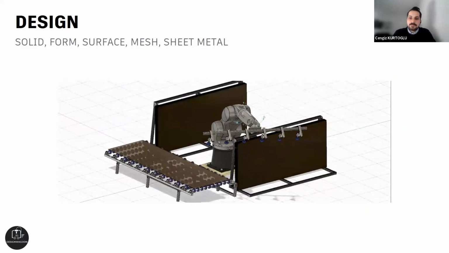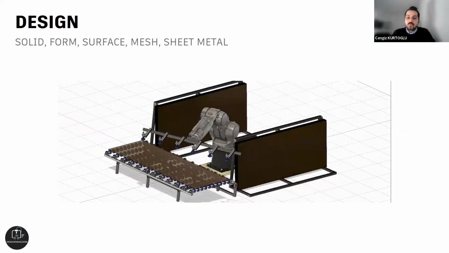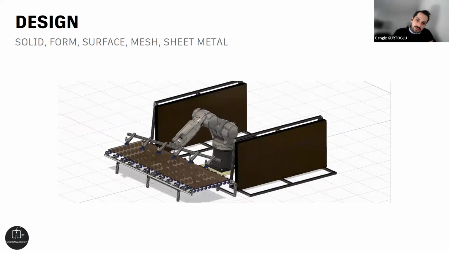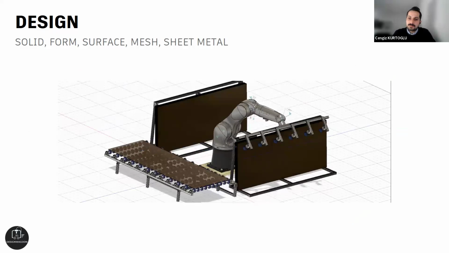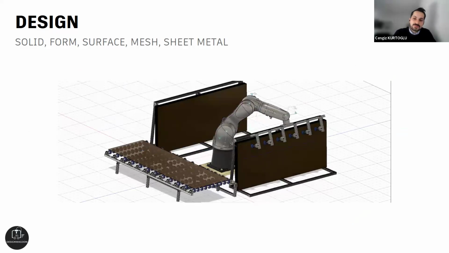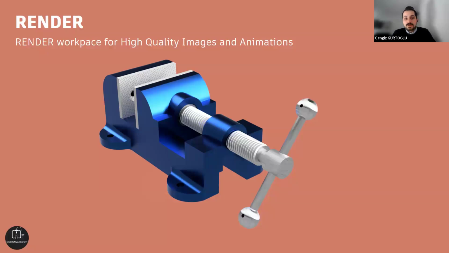There is an example of a robotic arm. If you want to check it out, we created these parts and assemblies in our first 3 webinars. And in the render workspace, you have access to create high quality images and animations in Fusion. You don't need to change the software. You can directly create appearances on your parts in the render workspace for high quality images and animations.